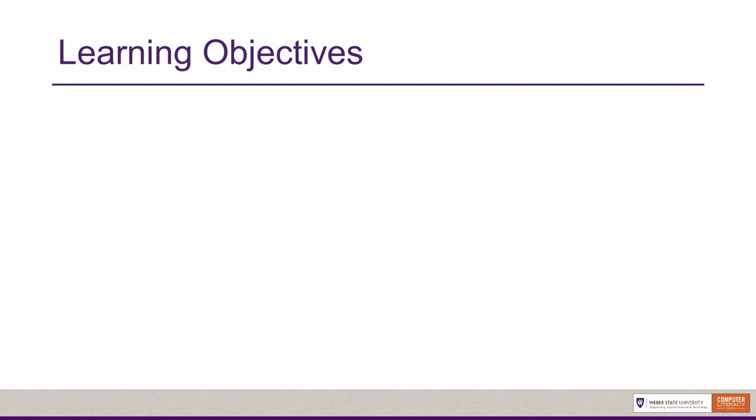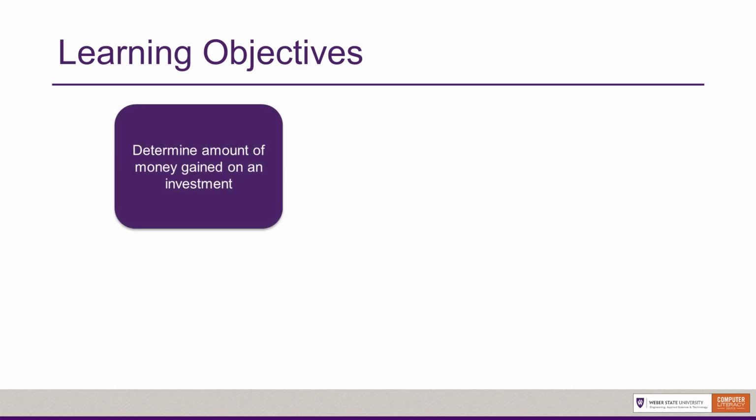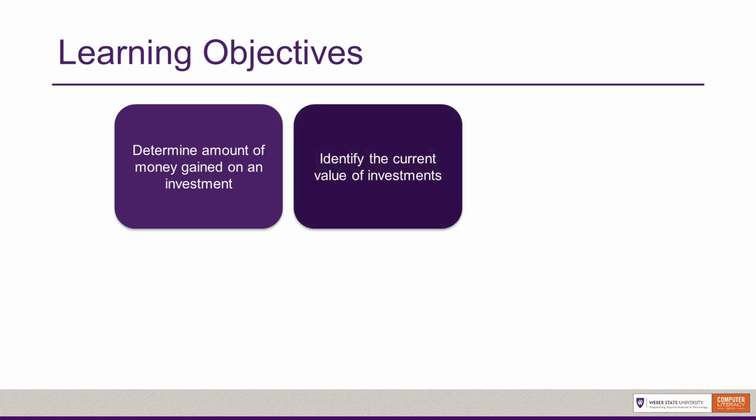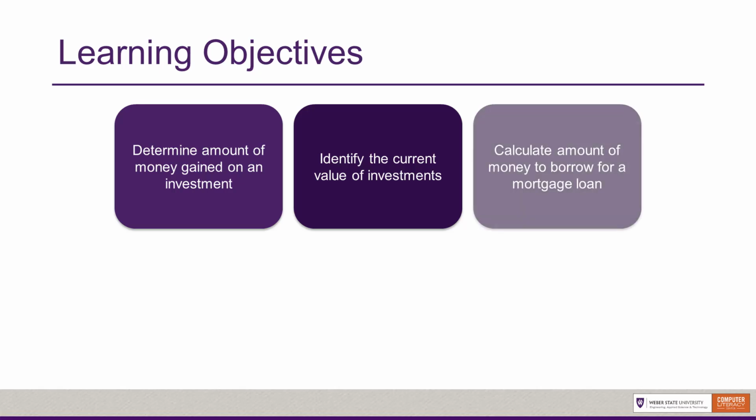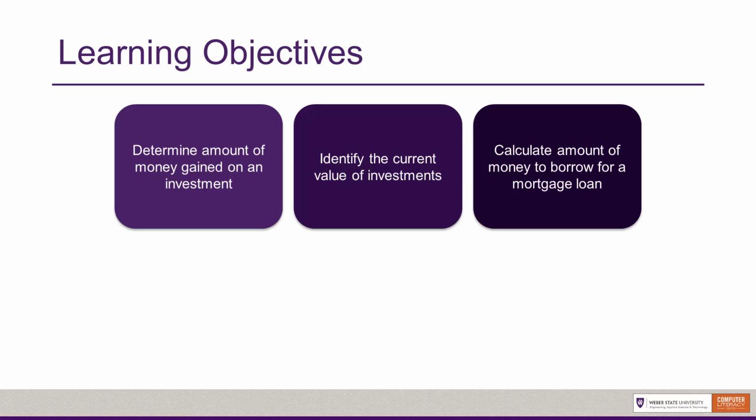In this video, we will apply the future value function to determine the amount of money gained on an investment over a period of time. Then, we will identify the current value of investments using the present value function. Finally, we will use the present value function to calculate how much money we can borrow for a mortgage loan.